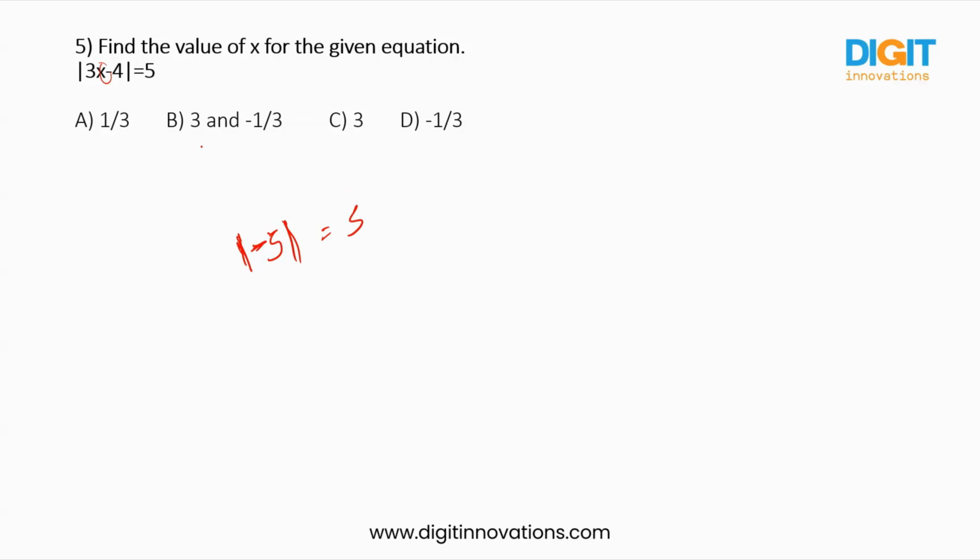So I'll go with option verification. I'm not going to take 1, 2, 3 and so on. I'll just go with option verification. First I'll go with A. 3, 1 by 3 minus 4. 1 will get cancelled. 1 minus 4 should be minus 3. We'll get 3, but it should be equal to 5. So option A is not the answer.